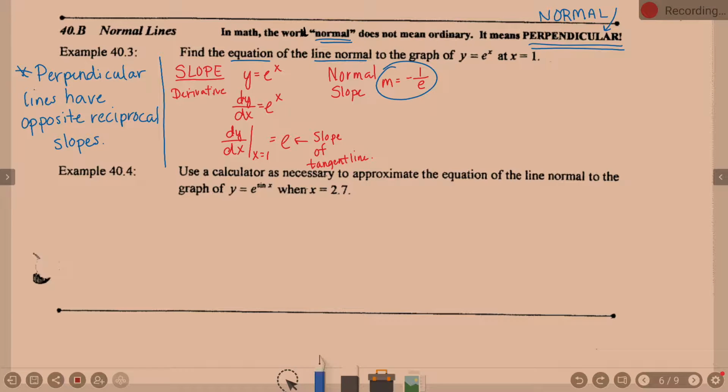Okay. So our normal slope is the opposite reciprocal. Once you find that slope, the reciprocal of e is 1 over e. The opposite is negative 1 over e. What else do I need to find here? The intercept, right? Yeah, we need a point. We need a point of intersection. Where is that point of intersection going to be?